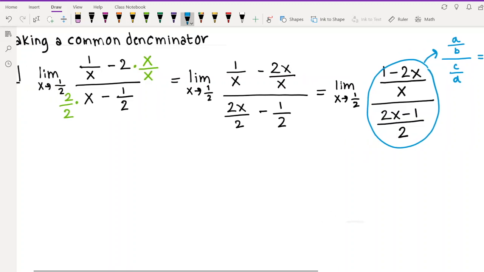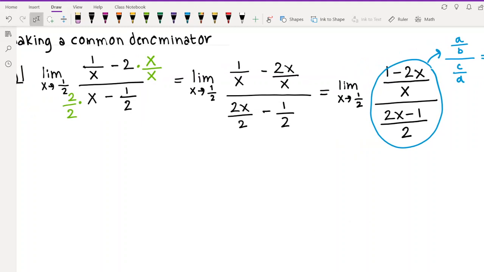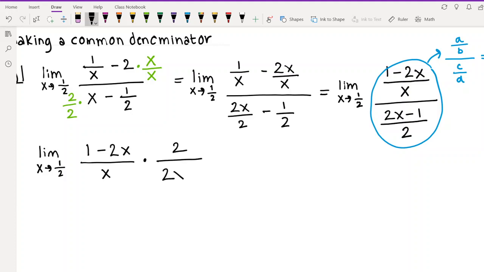And so that's the whole point of making the common denominator, is that now we just have fraction over fraction, which enables us to use that simplification trick. And we'll see that that will allow us to further simplify the expression. Okay, so we have now 1 minus 2x over x, and we're multiplying that with 2 over 2x minus 1.